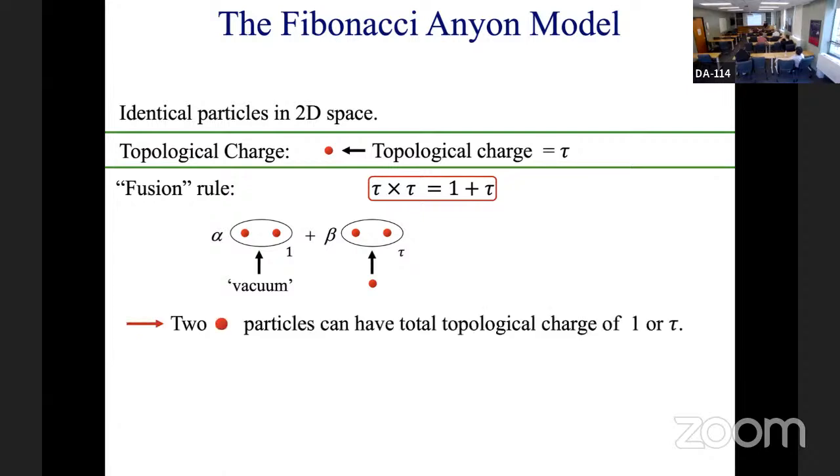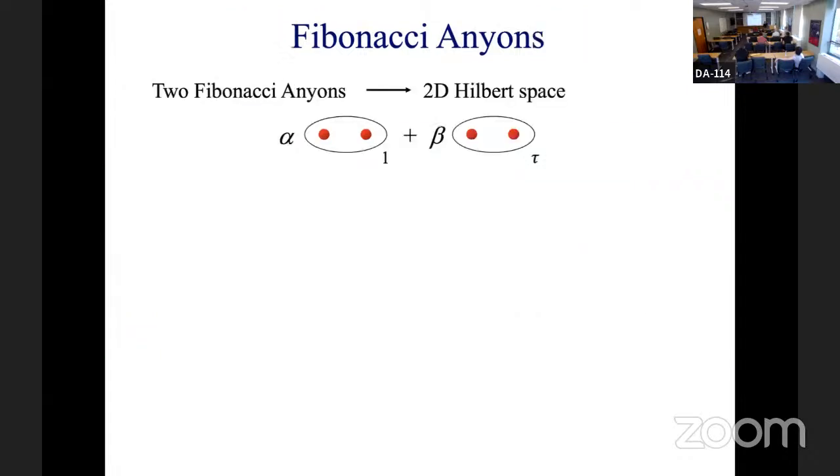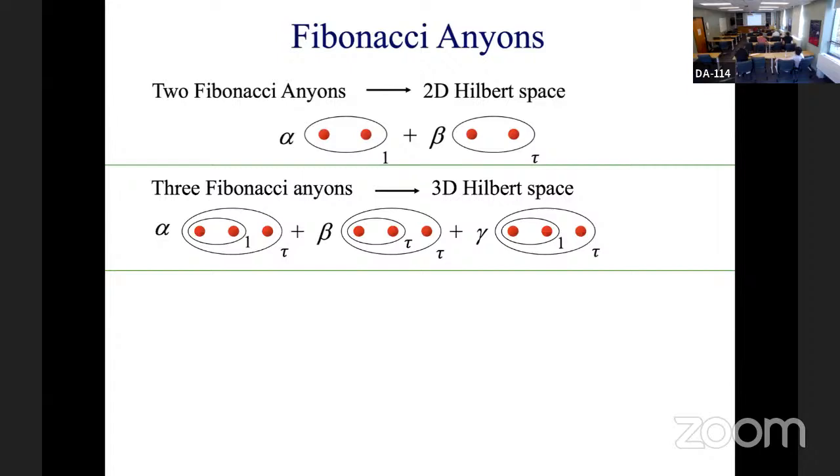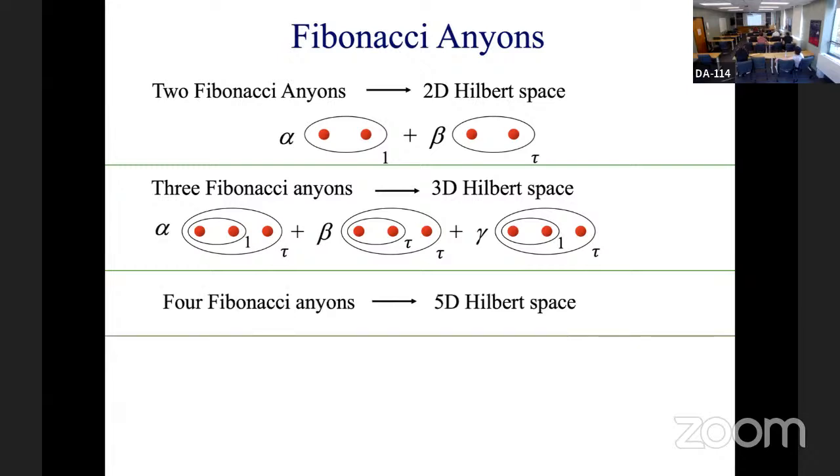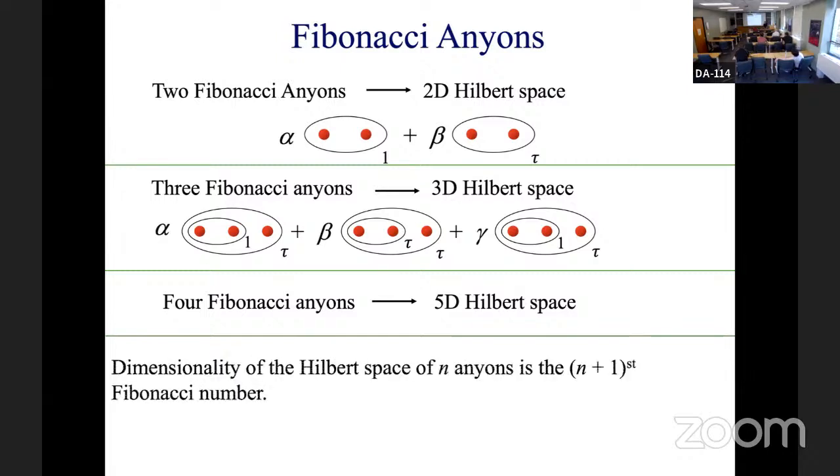So if you have two anyons, you have two choices for fusing them, and this fusion space actually is a Hilbert space. For two anyons, you have a two-dimensional Hilbert space. If you have three, you can see that there are three different ways to fuse them, so the corresponding Hilbert space is three-dimensional. Try it with four, and you see that it's five-dimensional. In general, if you keep adding anyons, the dimensionality of the Hilbert space grows as Fibonacci numbers, hence the name.